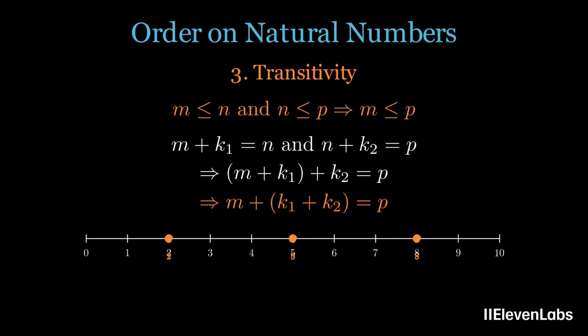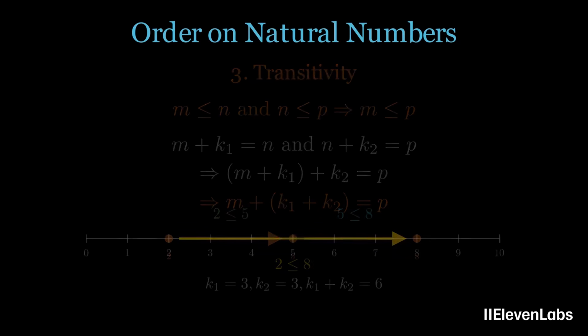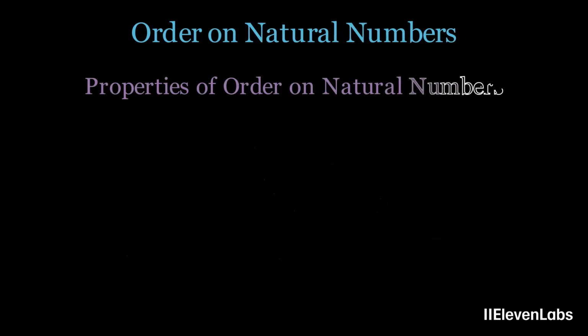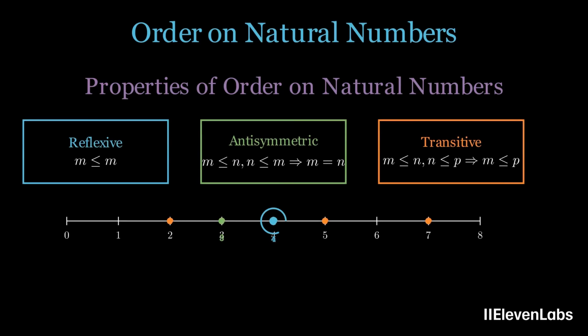The set of natural numbers, together with the order and its three properties, namely reflexive, transitive, and antisymmetric, makes it a partially ordered set. Indeed, we will see, in due course of time, that it is a totally ordered set.